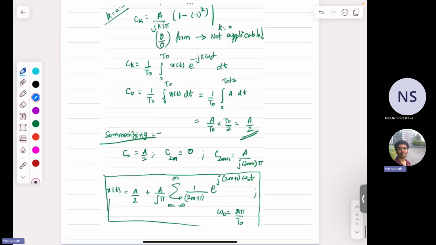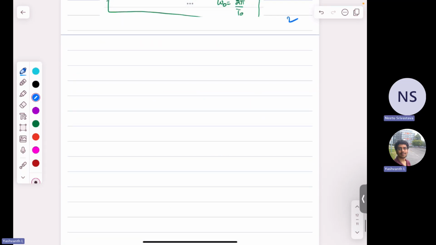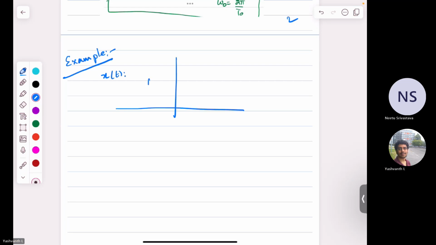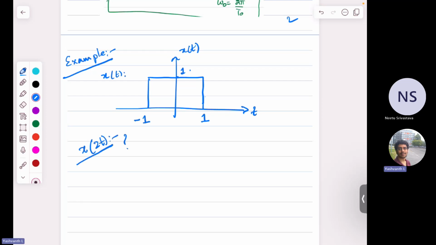Okay, so basically, example. More than 1. Yeah, more than 1. Yes. Let's say x of t is something like this, from minus 1 to 1, x of t with respect to t, and amplitude is 1. Now what I want to do is compute x of 2t. What is x of 2t? Here a is equal to 2, which is greater than 1. Let's try to understand. Let's try to plot this.